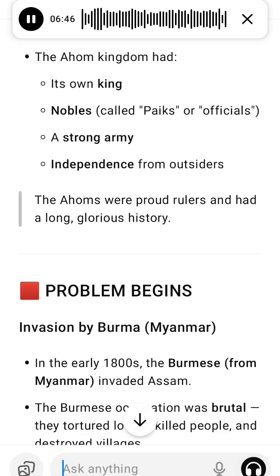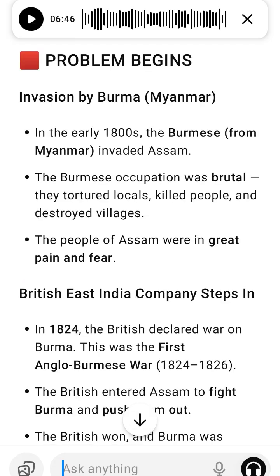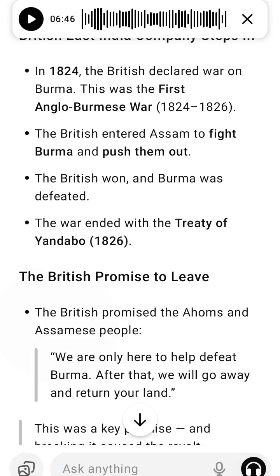The Ahom nobility, royal officials and nobles, were very angry. They felt betrayed. They lost their kingdom, power, and respect. They wanted their freedom and old rule back.